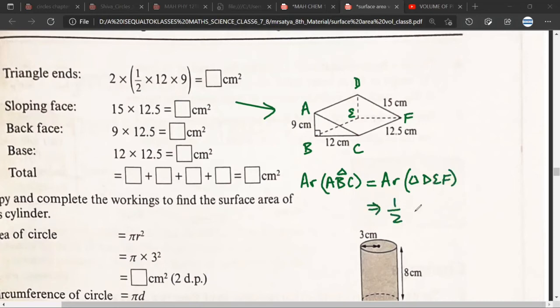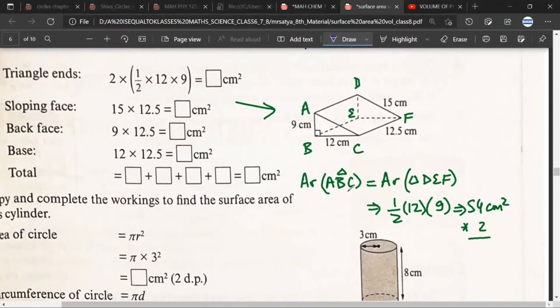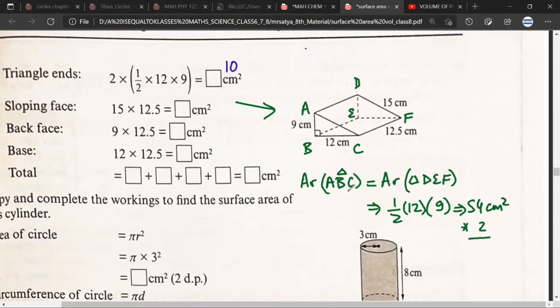Do we agree to this? Yes, sir. The area would be equal to half base into height. This would be equal to 54 centimeters square. Because we have two triangles, this would be multiplied by 2 and the answer would be 108 centimeters square. Sarthak, do we agree? We are confused? Mr. Sarthak. Okay.